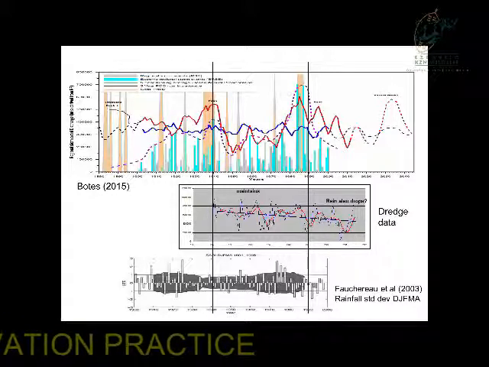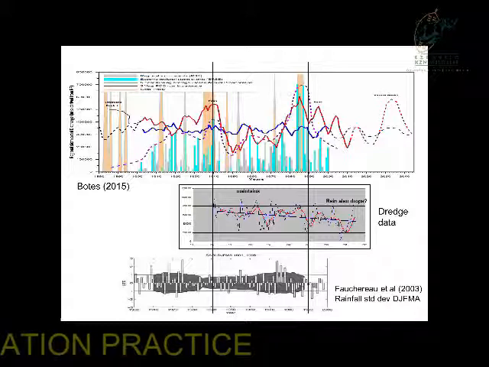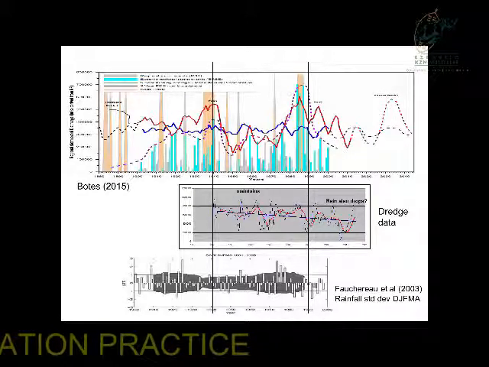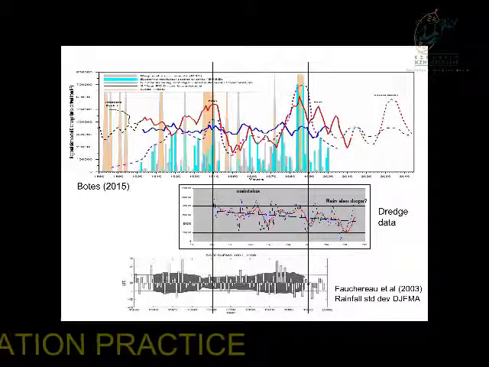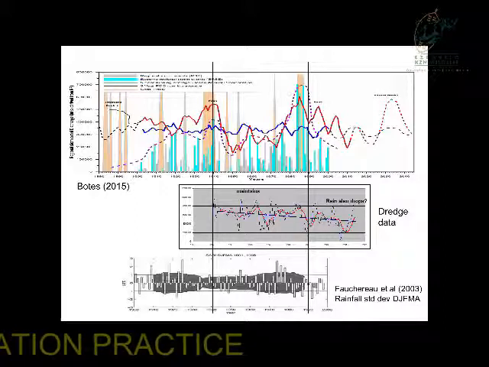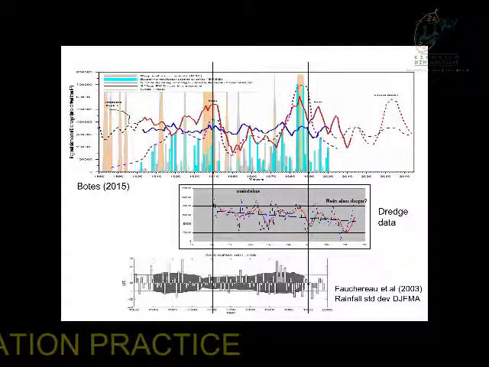The graph at the bottom basically just shows variability. I'm not going to go into too much detail about it. It's a standard deviation indication, but it's also showing the variability in our wet and dry periods.